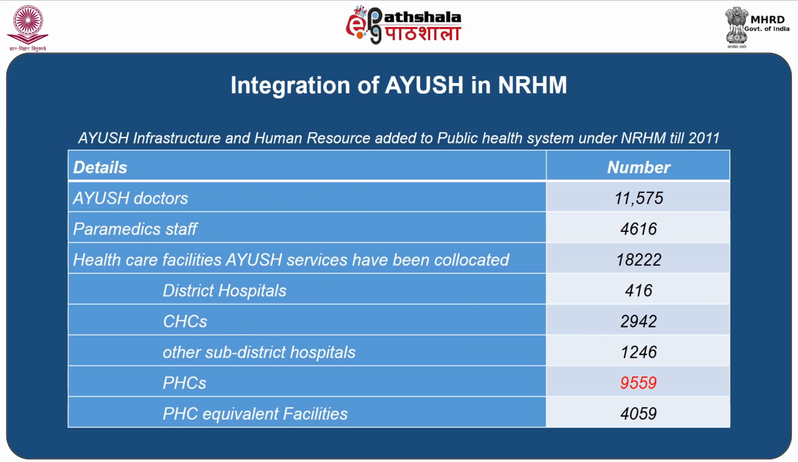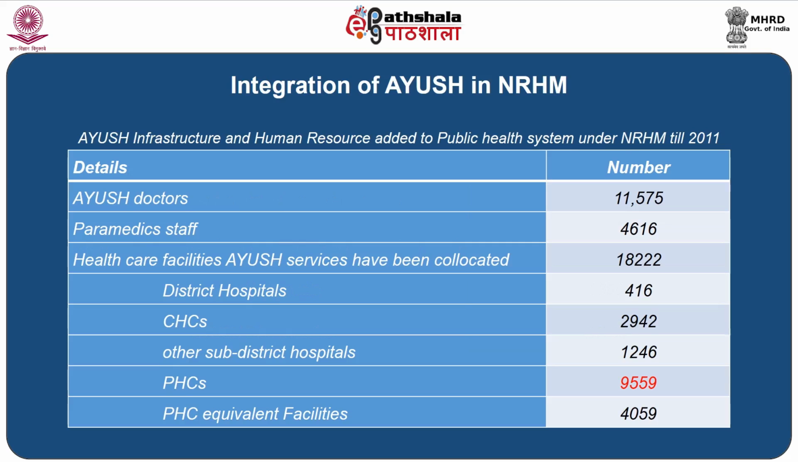Now let us look at the Ayush infrastructure and the human resource that has been added to the public health system after NRHM till 2011. Over 11,000 Ayush doctors have been added to the public health system. If you look at the paramedical staff that has been added under Ayush, it is about 4,600.